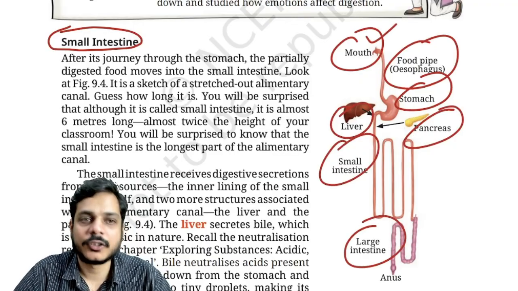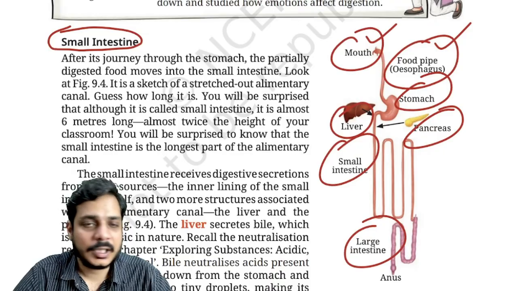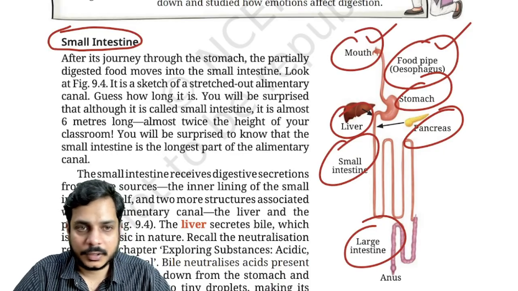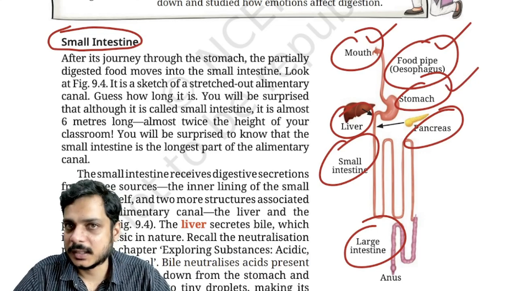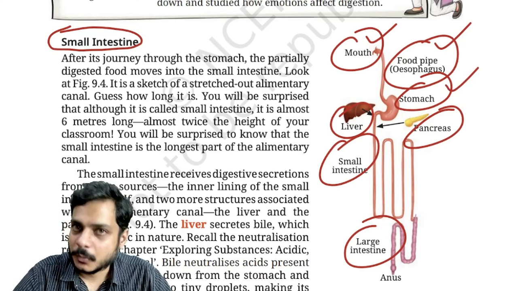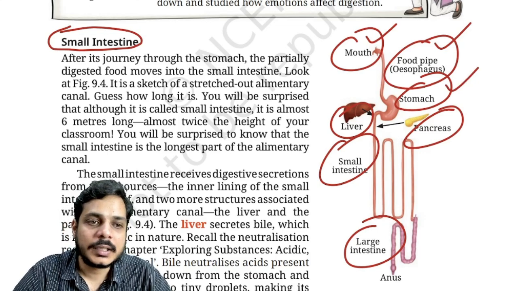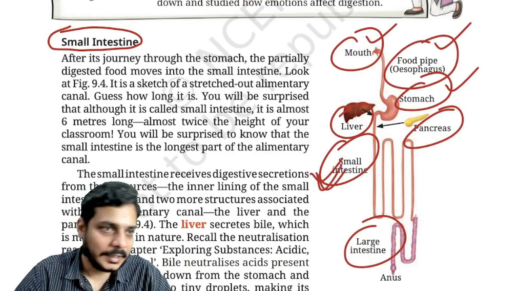So we have already seen the function of the mouth. We have seen the function of the food pipe, that is in a wave-like fashion. It progresses the food into the stomach. The stomach has certain things: digestive juice is there, acid is there, mucus is there. All of it helps in digesting proteins. Okay. Now it moves towards this part, the small intestine. Let us read about it.